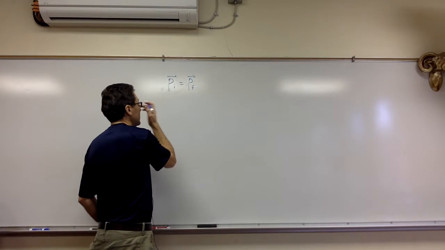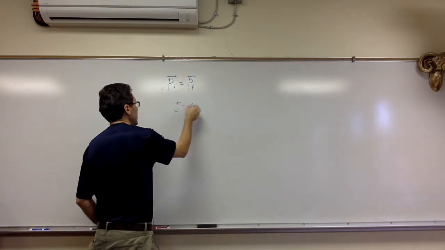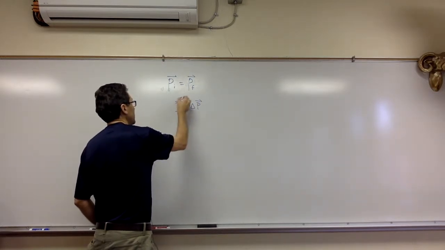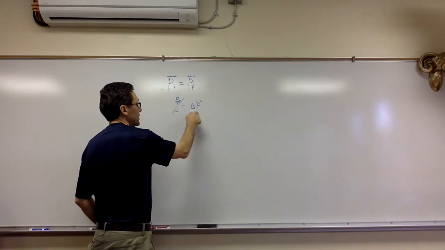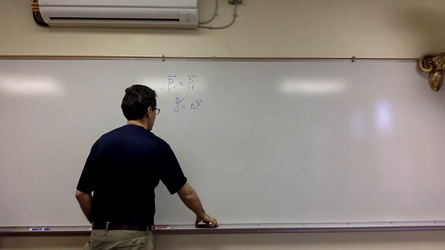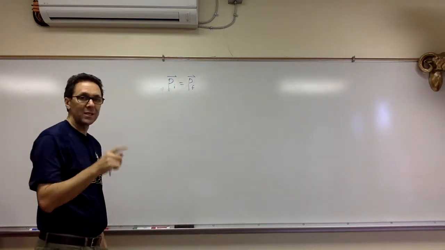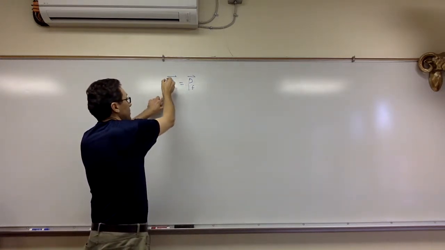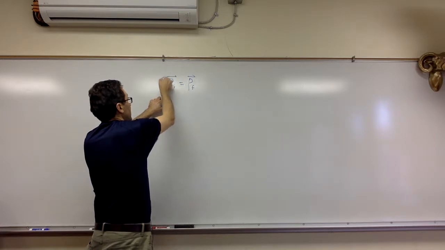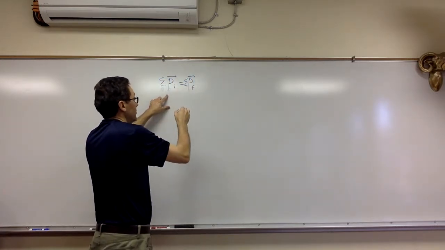And the reason for that is we say that J is equal to delta P. So if J is 0, no external impulse, there's no change in momentum. That's basically what it means. Okay, what does this mean? Well, if we look at it in 2D, this is the sum, the total momentum.